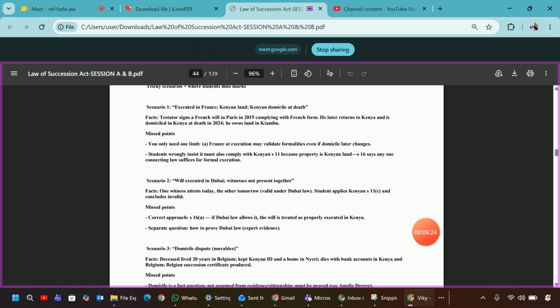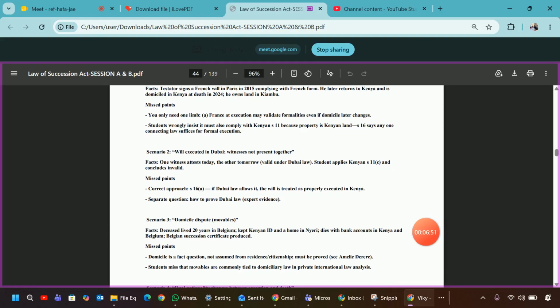Missed points: you only need one limb. France, at execution, may validate formalities even if domicile later changes. So students wrongly insist that it must also comply with Kenyan Section 11 because the property is Kenyan land. Section 16 says anyone connecting law suffices for formal execution.